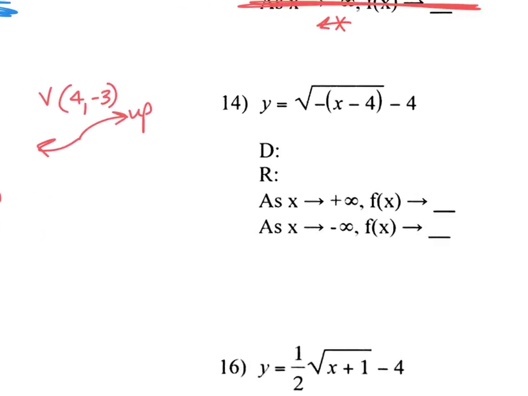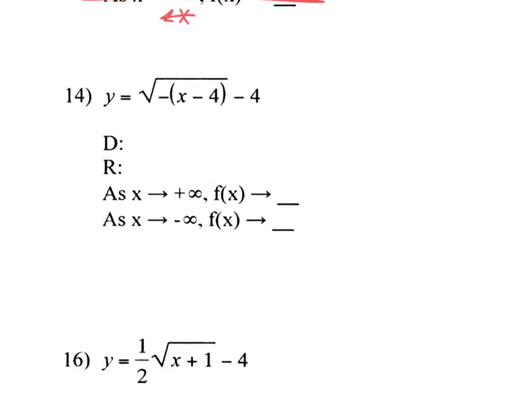All right, question 14. This is square root again, so we're back to square root, which doesn't go forever in both directions. I'm going to name the vertex first. The vertex is going to be 4, -4. There's a negative on the inside, so what that's going to do is reflect it horizontally. So instead of the graph going up and to the right, the graph is going to go up and to the left. It's going to flip it horizontally, okay?